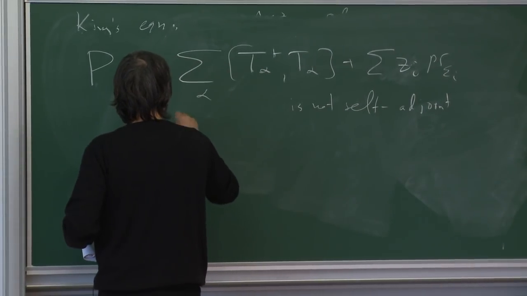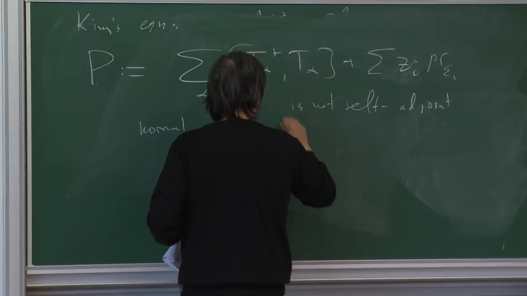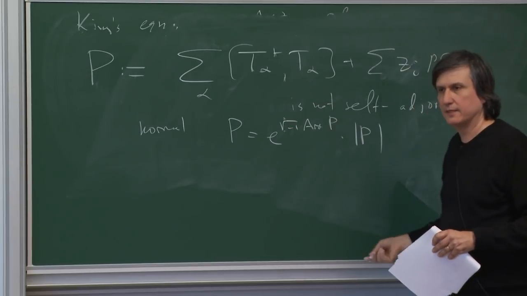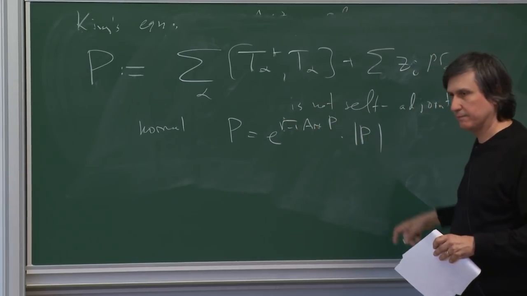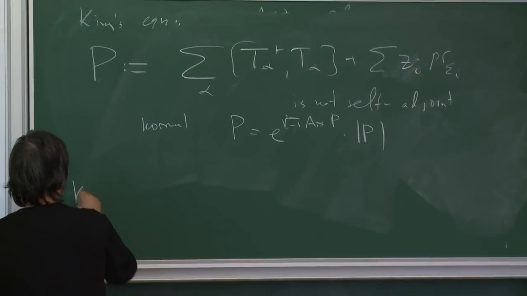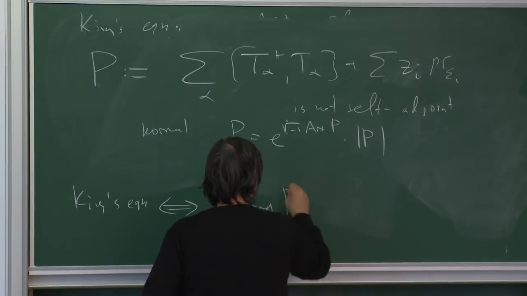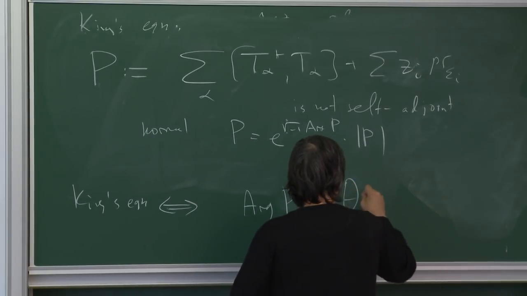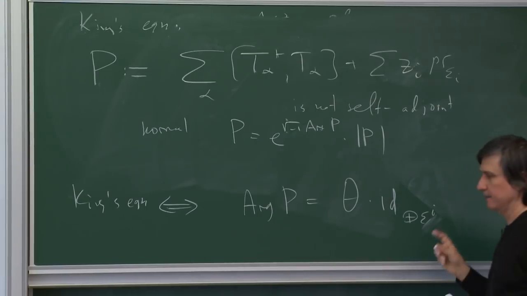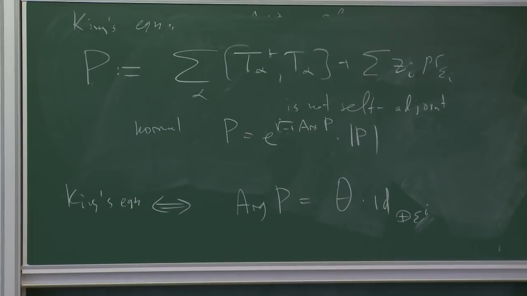It's commutative with its Hermitian conjugate, so you can write it uniquely as a product of a self-adjoint operator A and B. You can write it this way. And these equations are equivalent to the fact that this argument of P, which is a self-adjoint operator, is equal to sigma times identity on the direct sum of E_i. That's the condition.